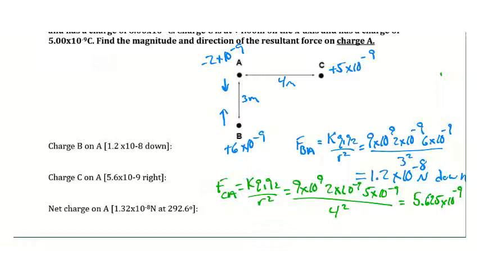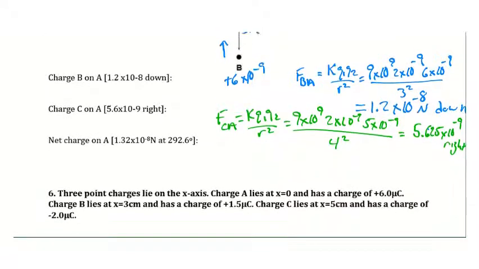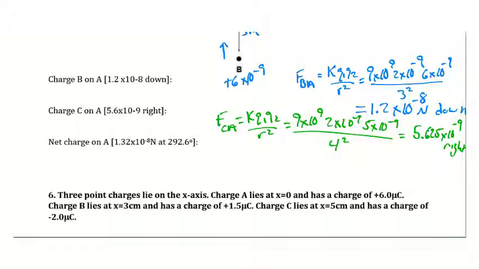And the direction. So we have a negative and a positive. Okay, so they're going to attract. So charge C is going to be pulled to the left, charge A is going to be pulled to the right. But again, we're only finding the net force on charge A. So when we're asked which way does that exert a force on A, the answer is going to be right. And then right away, you're probably realizing, wait a minute, down and right. How do I add down and right? Answer, vectors.